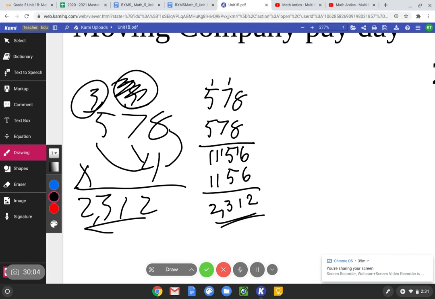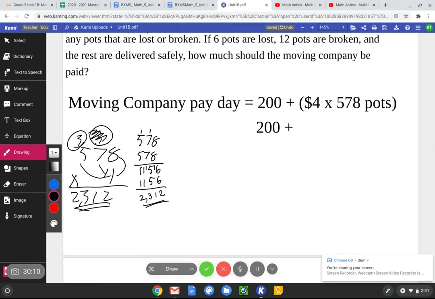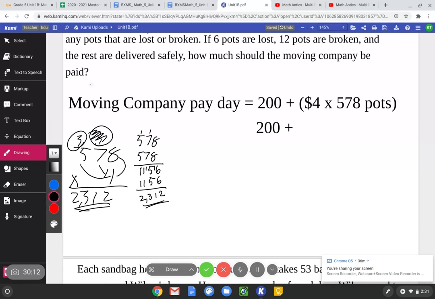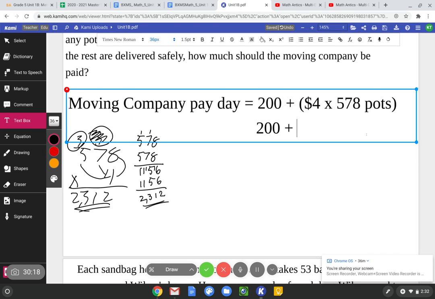And we get the same answer. Okay, so let's put that information into our calculation. So the moving company, at the beginning, this is the deal, they get a $200 fee and then $4 for every pot. And since there are 578 pots, they will get 2,312. So the total would be 2,512. That's how much they get.